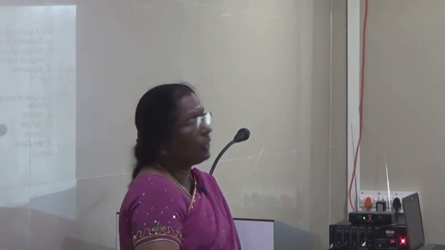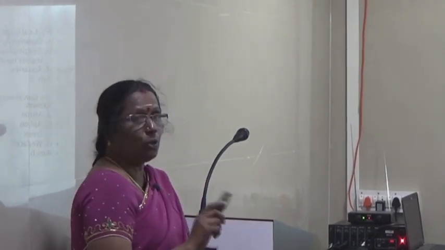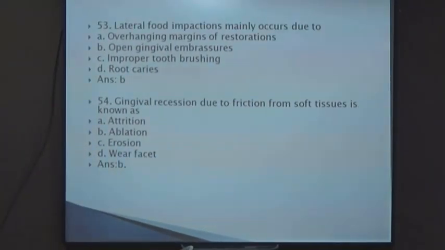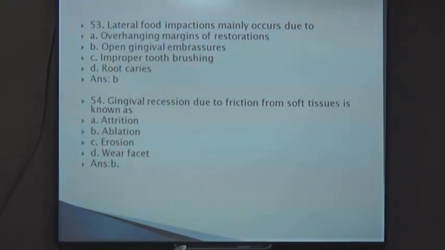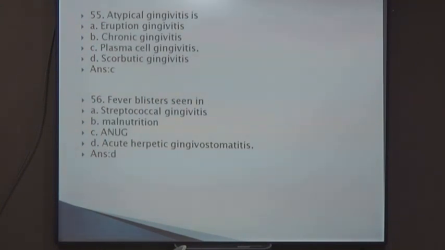Gingival recession due to friction from soft tissue is known as abrasion. Attrition you know, erosion you know, wear facets you know. The left out one is abrasion. Gingival recession due to friction from soft tissue, you should write abrasion. Atypical gingivitis, I told you, plasma cell gingivitis is an atypical gingivitis. Fever blisters, I told you, will be in herpes.